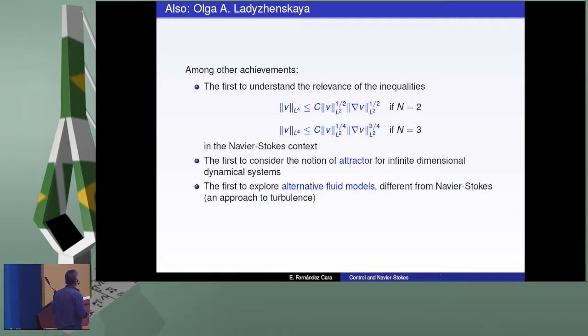In order to point out her contributions and her achievements in the field, let me say some words on her works. She was the first to understand the relevance of these interpolation inequalities. These are some particular kinds of what are called nowadays Gagliardo-Nirenberg inequalities. The norm in L4 of a regular function v is bounded by this product in the case n equal to 2, if v is defined in a two-dimensional domain, and contrarily, it is bounded by this other product in the case n equal to 3. And she was the first, in fact, to realize that these two inequalities make the difference between the two-dimensional and the three-dimensional analysis of the Navier-Stokes equations.